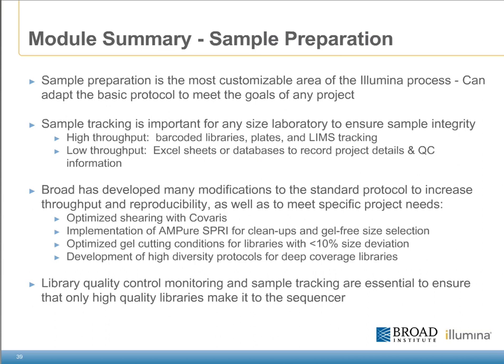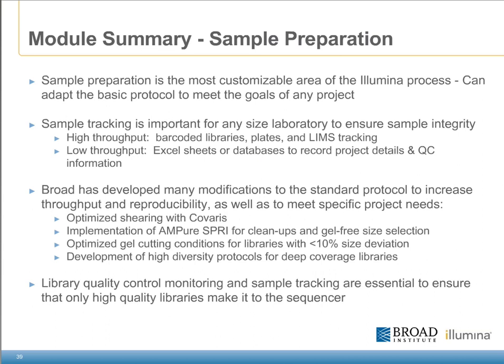In the high throughput world, if you can barcode your tubes and your plates and have an automated LIMS tracking system, that's the best. But even at low throughput, if you do Excel sheets, databases, just tracking things makes life a lot easier. And here at the Broad, we developed many modifications to the standard protocol. We use Covaris for shearing, and we've optimized that for various size ranges. We've implemented the Ampure SPRI beads for automated cleanups and to perform gel-free size selection.